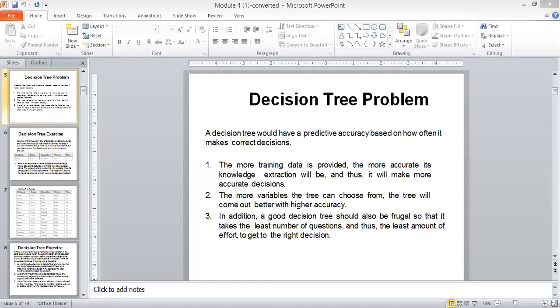So this diagram is a very simple example of a decision tree, where we need to decide on the decision node variables, and here we need to decide on the leaf nodes. This is a very simple example which will help you understand decision trees. In addition, decision trees should also be economical. It should not be high cost.